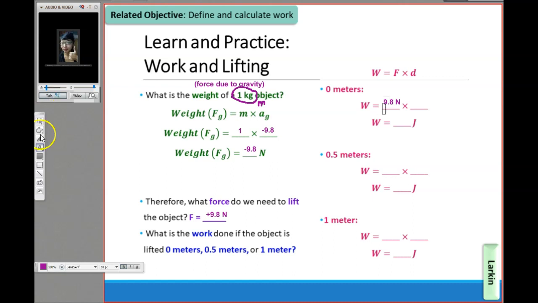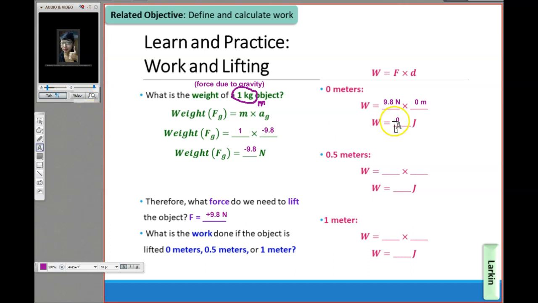And what is the distance that I'm lifting the object in the first scenario? Remember, distance or displacement measured in meters. What is the displacement of the object? Yeah, it's going to be 0 meters. So 9.8 newtons times 0 meters. What is 9.8 times 0? Anything times 0, anything times nothing equals what? Yeah, it equals 0, and this is work. Work is related to energy, so the units for work is also what? The units for work is also J for joules.